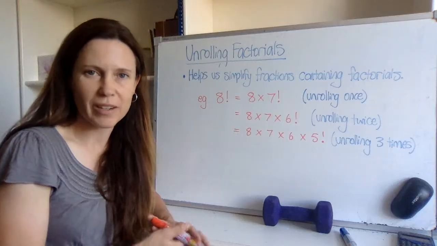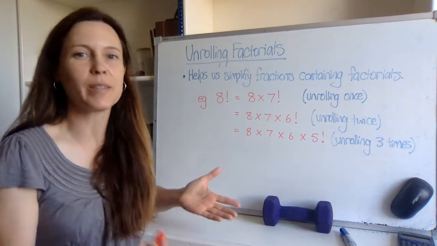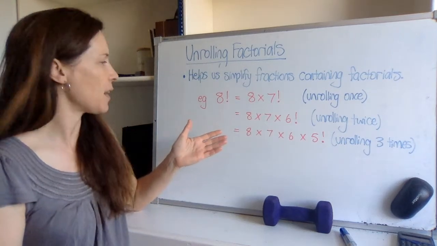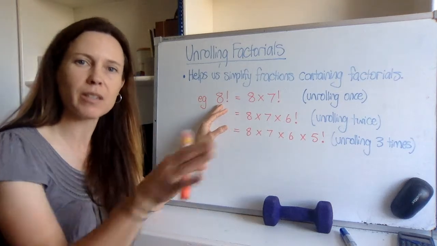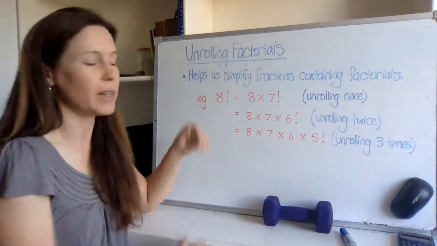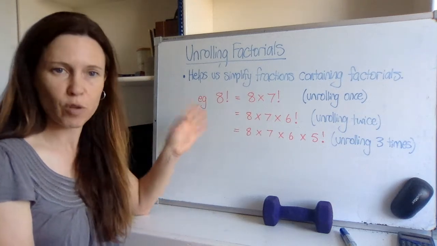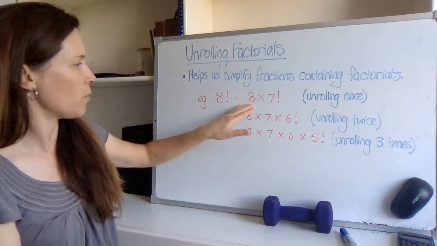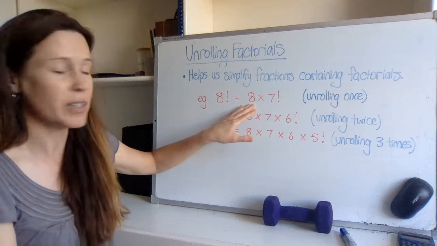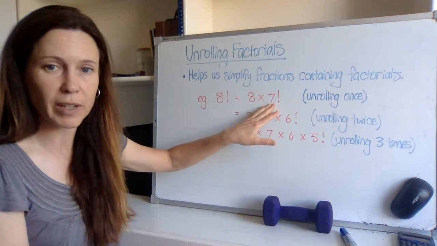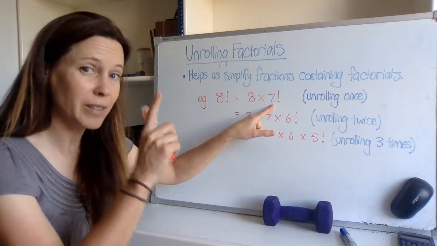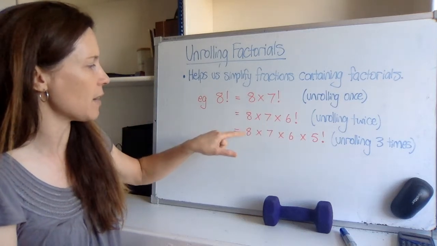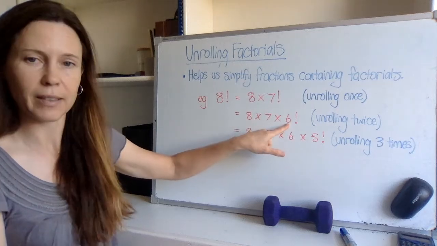Now let's look at how we can unroll factorials. Now this is quite simple. All you need to do is remember that, for example, 8 factorial is actually 8 times 7 times 6 times 5 times 4 times 3 times 2 times 1. So we can use our formal definition to unroll this once by just saying, look, it's 8 times 7 factorial. But then we know that 7 factorial is actually 7 times 6 factorial. So if we unroll it again, we can actually roll it out like this.